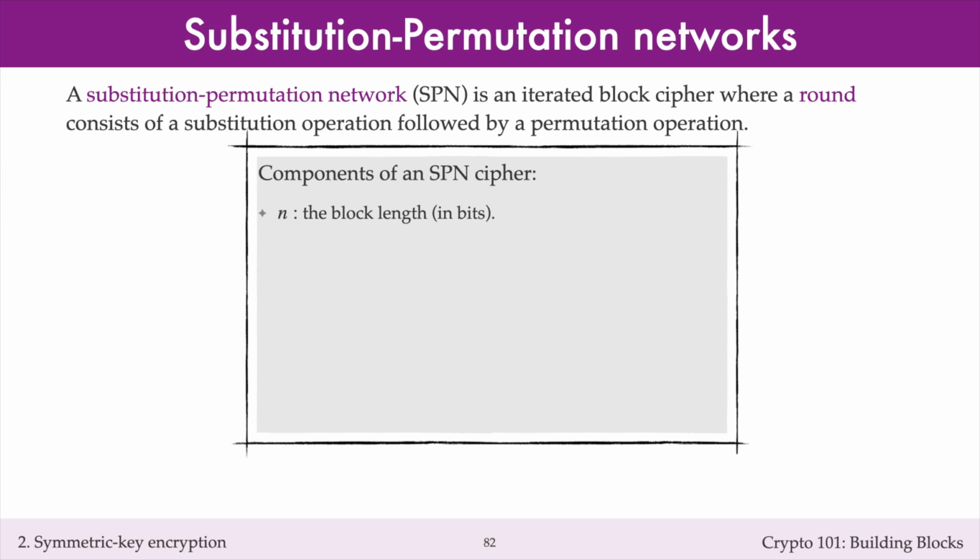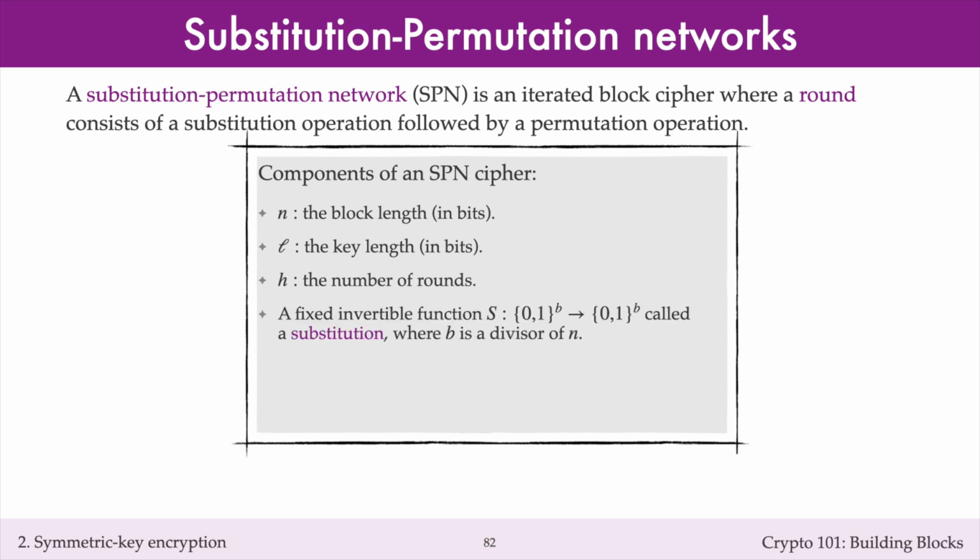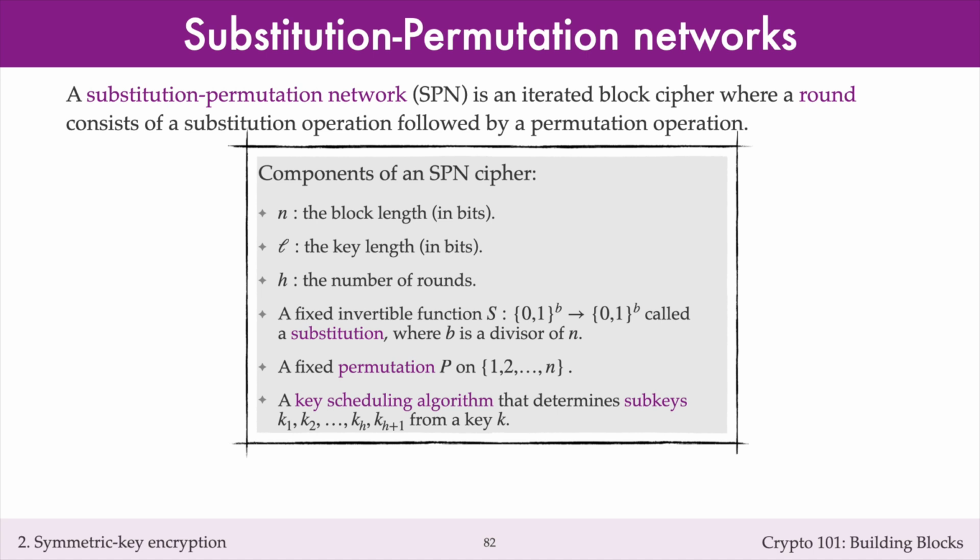N is the block length in bits. L is the key length in bits. H is a number of rounds. There is a fixed invertible function S, also called an S-box, which maps bit strings of length B to bit strings of length B, where B is a divisor of N. There is also a fixed permutation P on the numbers from 1 to N, and a key scheduling algorithm that determines subkeys K1, K2, up to K_{H+1} from a key K.